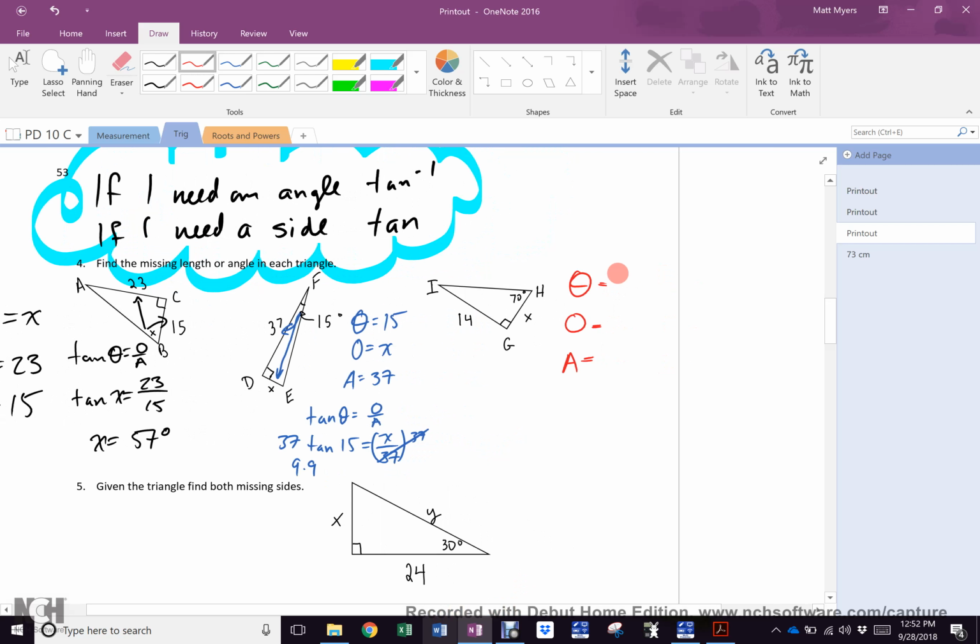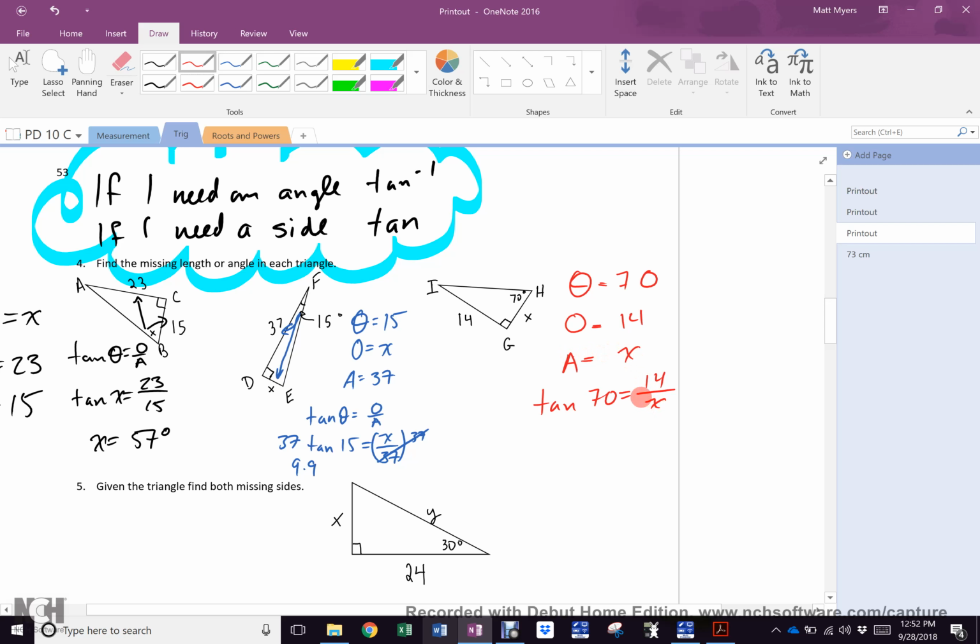Who would like to give me theta? 70. What is the opposite? 14. What is the adjacent? X. Tan of theta, which is what? Tan 70 equals O, which is what? 14 over A. A is X. How do I get X out of there now?